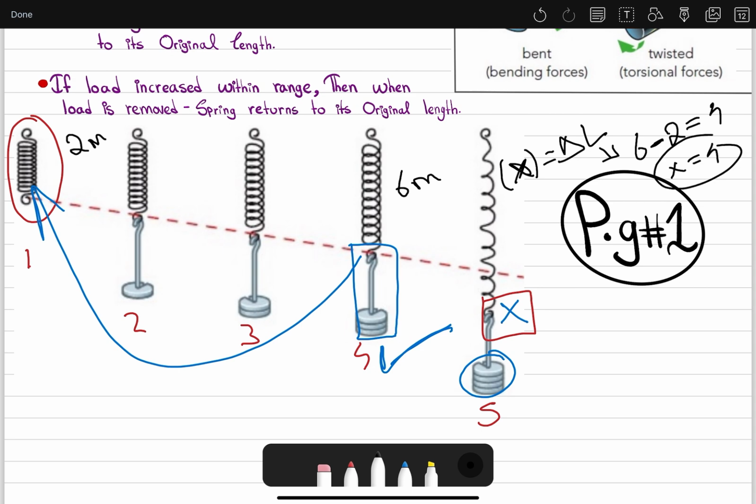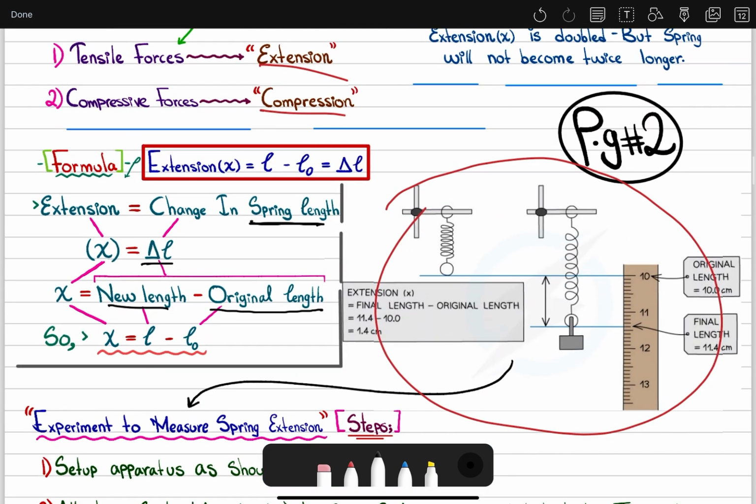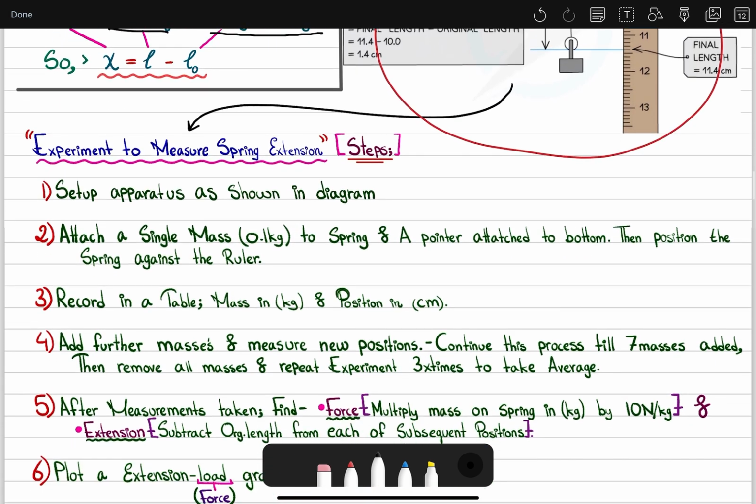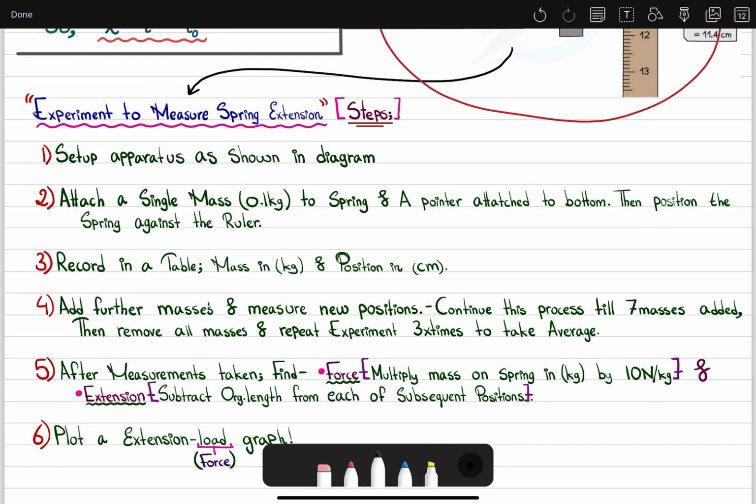That is basically the idea, okay? So basically take the final length, take the initial length, subtract the final from the initial, that's your extension. I didn't take this example because it was a bit complicated. Experiment to measure the spring's extension. This is not really required anymore in the syllabus for 2023 to 25 exams, but I'll still go through it.